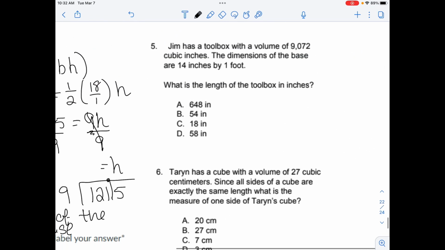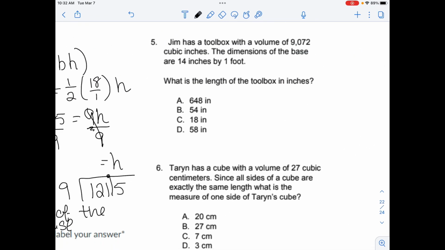All right, number 5. Jim has a toolbox with a volume of 9,072 cubic inches. The dimensions of the base are 14 inches by 1 foot. What is the length of the toolbox in inches? Well, right here it says I'm dealing with volume, so I'm going to write my formula. I have V equals capital B times H. Now I'm going to plug in my values for these variables.